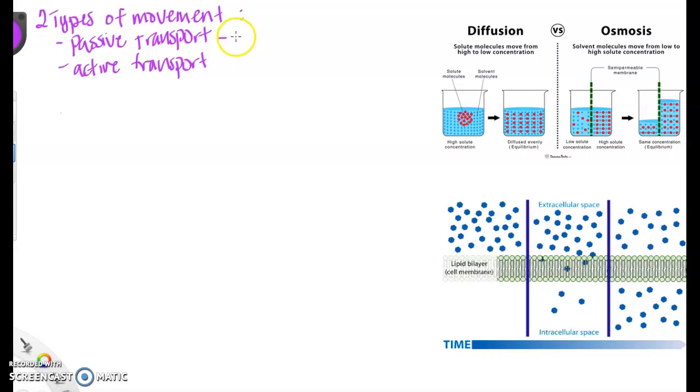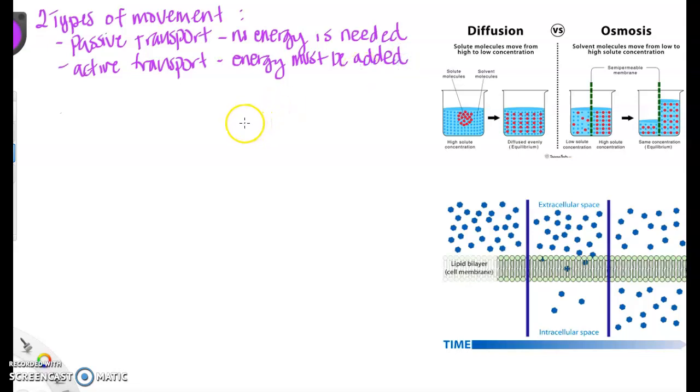Passive transport, no outside energy needs to be supplied. Okay, so it's going to move with its own kinetic energy. So no energy is needed. In active transport, outside energy must be added.